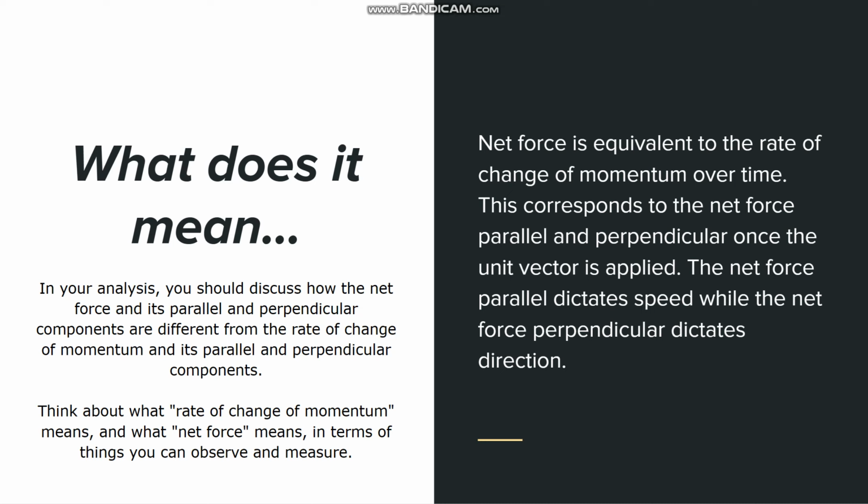In relation to this what does it mean question, net force is equivalent to a rate of change of momentum over time, and this corresponds to the net force parallel and perpendicular once the unit vector is applied. The net force parallel dictates speed, while the net force perpendicular dictates direction.